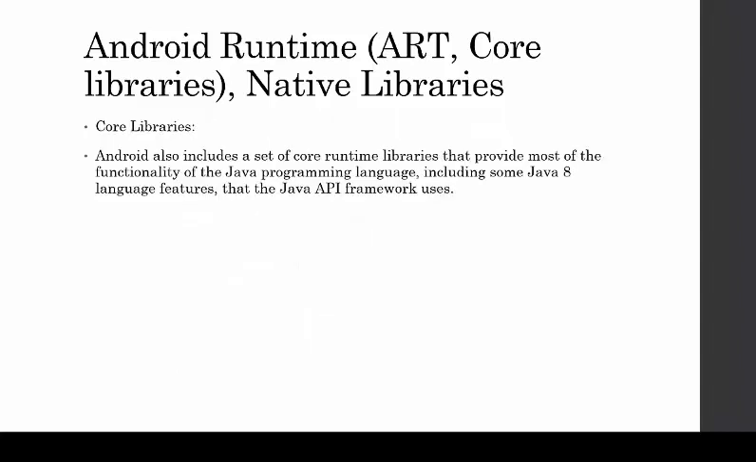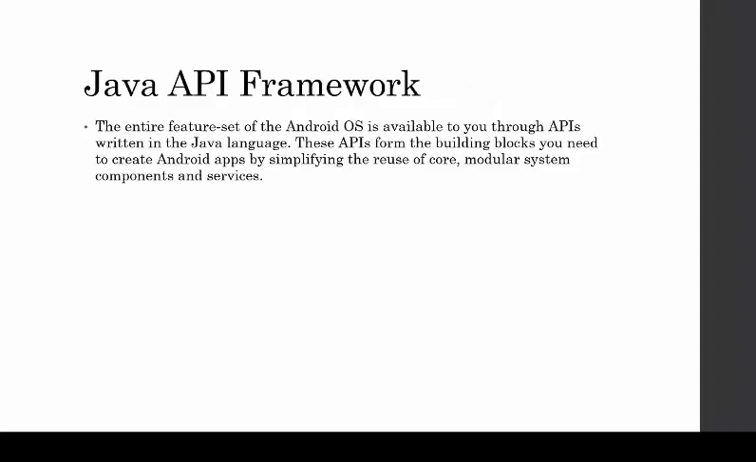Core libraries. This category encompasses those Java-based libraries that are specific to Android development. Examples include the application framework libraries, in addition to those that facilitate user interface building, graphics drawing, and database access. The Java API framework. The application framework layer provides many higher-level services to applications in the form of Java classes. Application developers are allowed to make use of these services in their applications, such as Activity Manager, Content Providers, Resources Manager, etc.